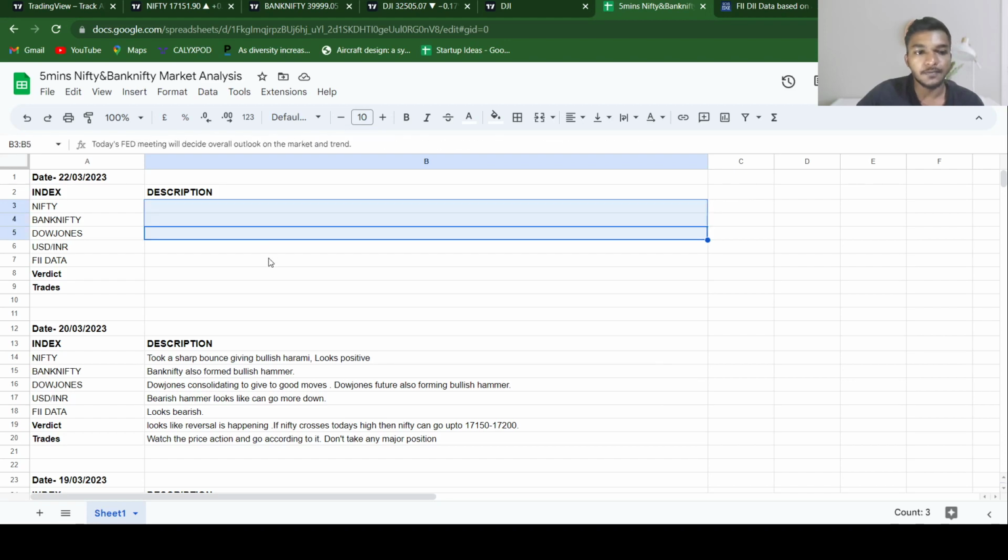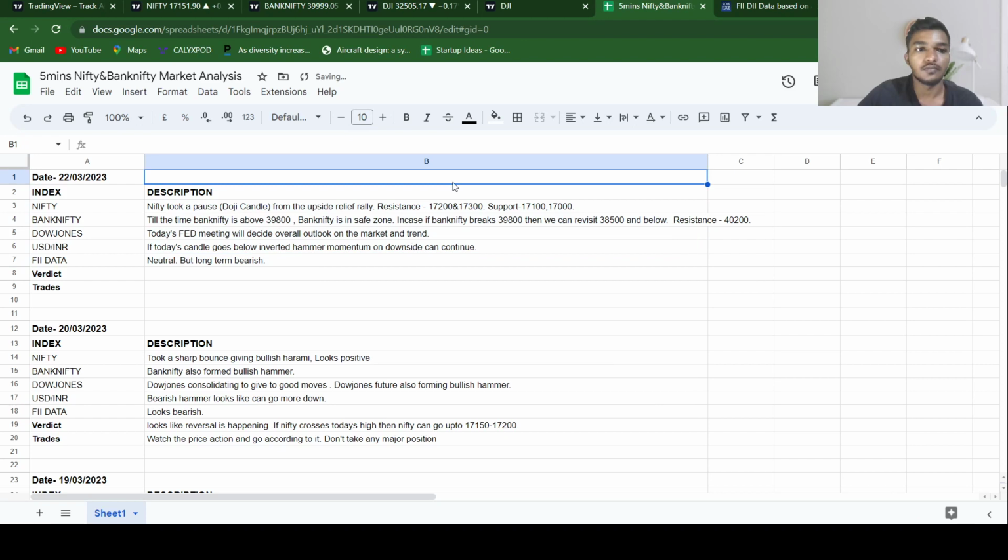So, verdict. Nifty took a pause with a doji candle formation, a pause in the upside relief rally, and we have resistance at 17,200 and 17,300. We talked about Nifty visiting 17,150 and 17,200 if it crosses the day's high. Nifty really went to this zone, and now we'll look at the price action and decide whether it is going to take the resistance from here and move down, or try to test the resistance. So 17,200 and 17,300 is the resistance in Nifty, and we have support at 17,100 and 17,000.